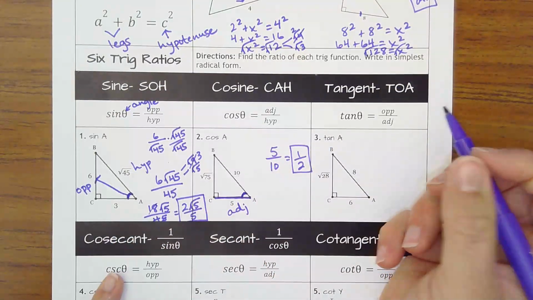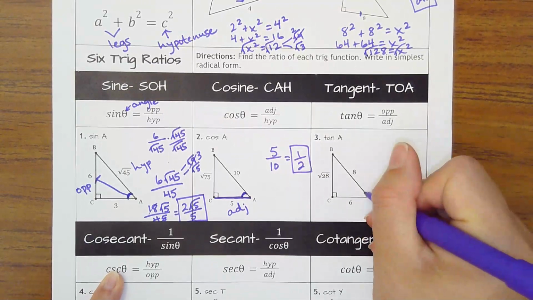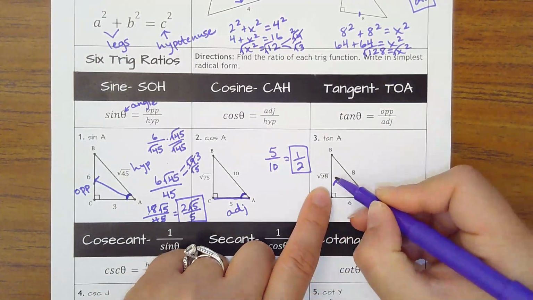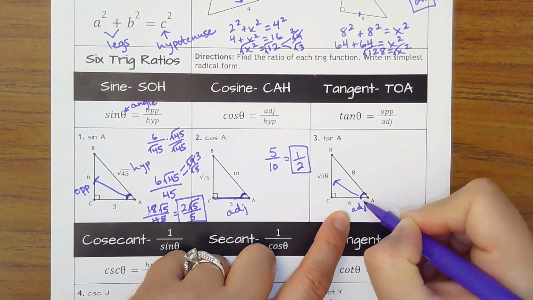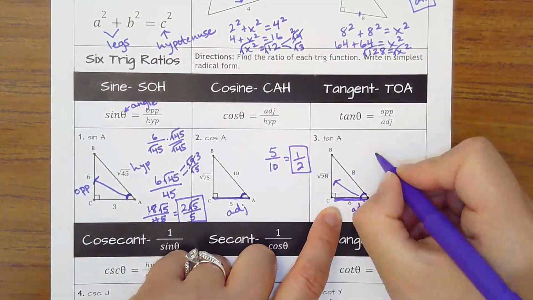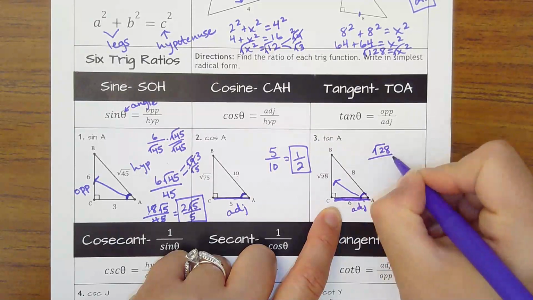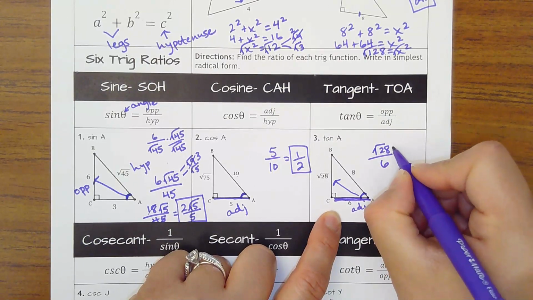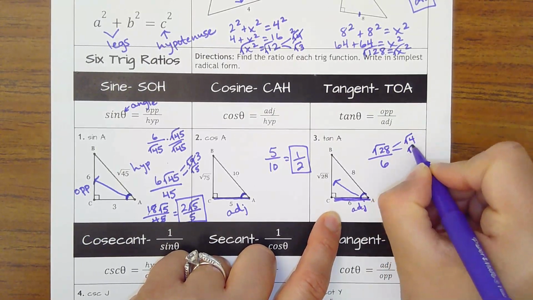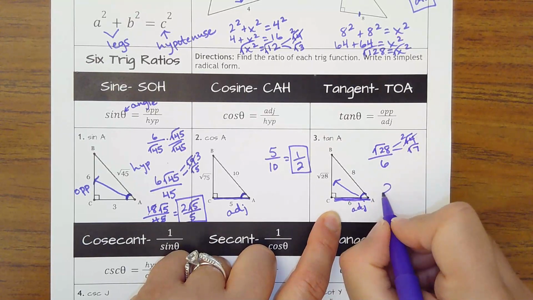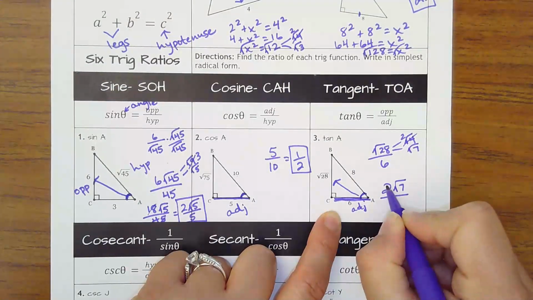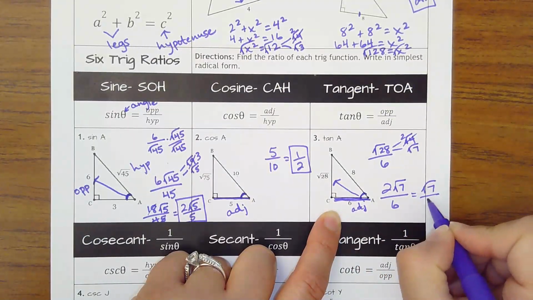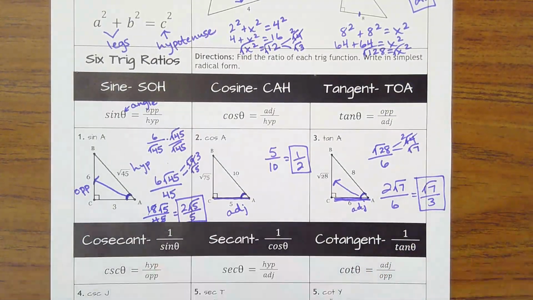Pretty simple. All right, number 3 is tangent of A. Tangent is TOA, so I need opposite side over adjacent side. So next to it. So it would be square root of 28 over 6. I need to break up square root of 28 into square root of 4 times square root of 7. That would be 2 square roots of 7 over 6, and then reduce your 2 over 6 to a third. So that would be square root of 7 over 3. So those are the 3 basic.